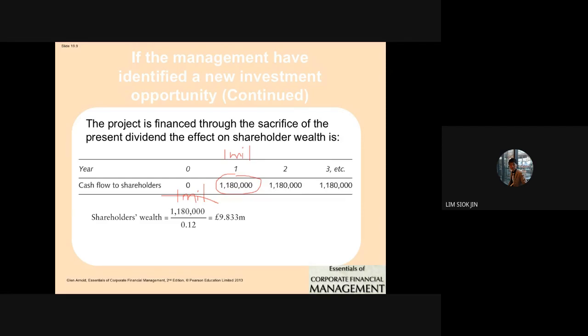So now what is the shareholders' wealth? Shareholders' wealth now, P0 equals what? D0 plus D1 divided by KE, right? So now D0 is no more. So P0 equals D1 divided by KE. So it equals 9.833 million.